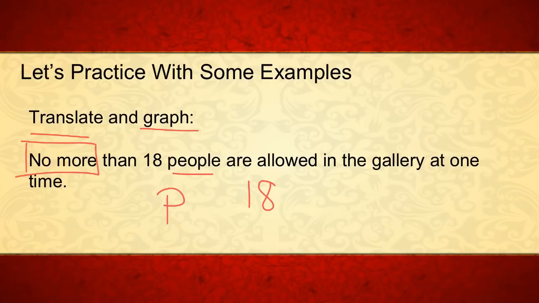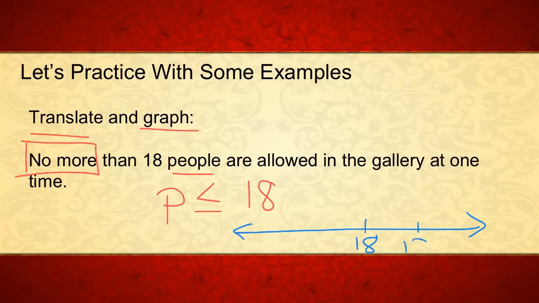Could it be exactly 18? Yeah, that's no more than. Could it be bigger than 18? Well, here's where the answer is no, I can't have more. I could have less than or equal to 18. So when I'm ready to graph, I'm going to be lazy and put an 18 and one bigger and one smaller. This says that 18 is part of my solution set, so I can have 18 people or less than 18 people, but no more. So there's my graph.